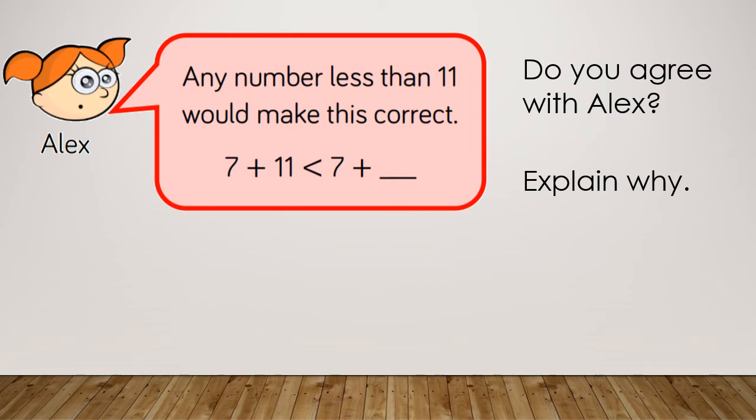Now, children, study this problem and work out the answer. According to Alex, any number less than 11 would make this correct. 7 plus 11 is less than 7 plus dash. Do you agree with Alex? Explain your answer. Pause and answer.